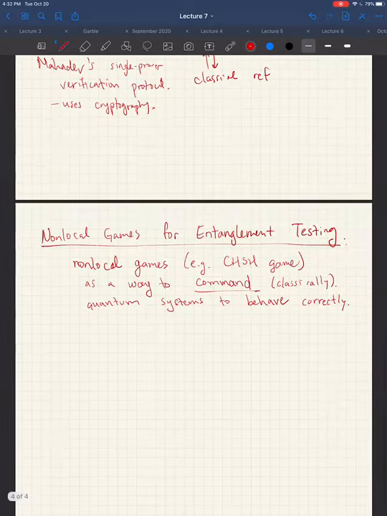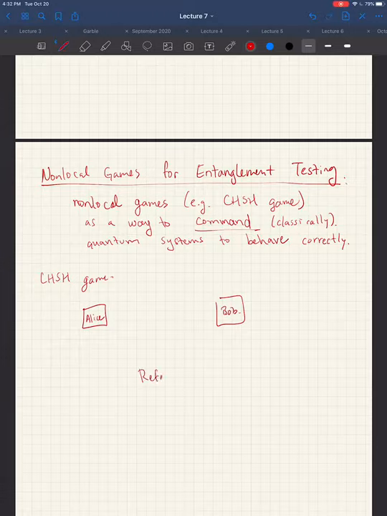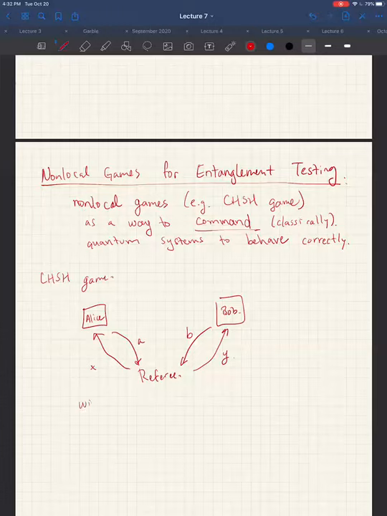All right, so let's recall the CHSH game. I'm going to be drawing lots of these two-prover pictures for the remainder of the class. So we have two players. We call them Alice and Bob, and there's a referee. The referee will choose a random bit X, send it to Alice. Choose a random bit Y, send it to Bob. They respond with bits A and B, and they win if the sum of their answer bits is equal to the product of their question bits mod 2.